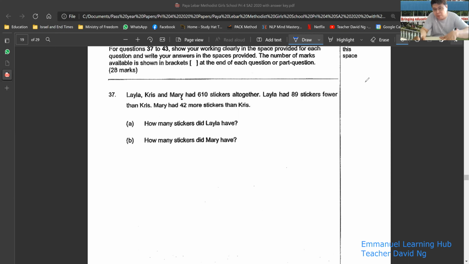Okay, I need you to give me a response when I ask you questions. So Layla, Chris, Mary had 610 stickers altogether, right? So Layla had 89 stickers fewer than Chris. So what must you do for this kind of question? Draw a model. You have to draw a model that shows that Layla had 89 stickers fewer than Chris.